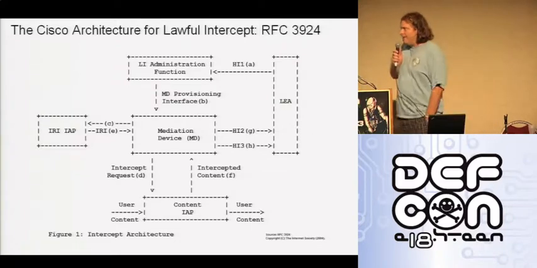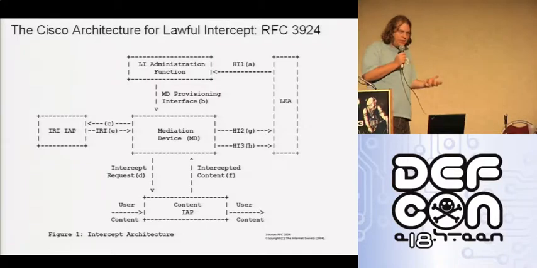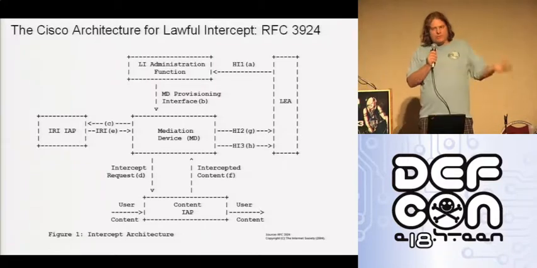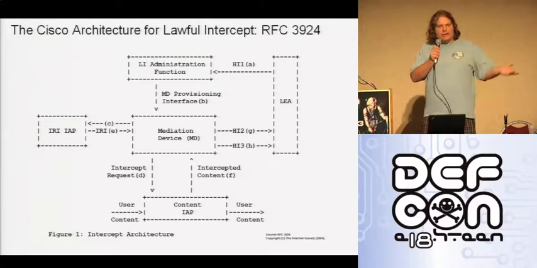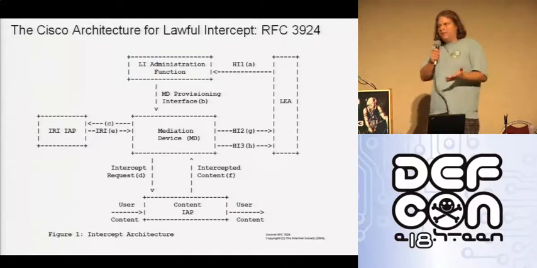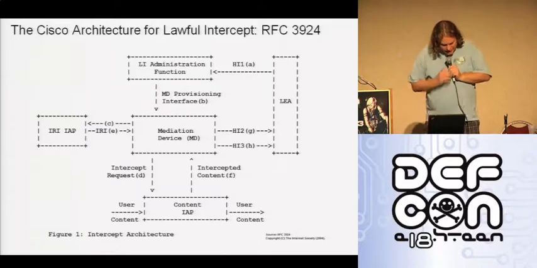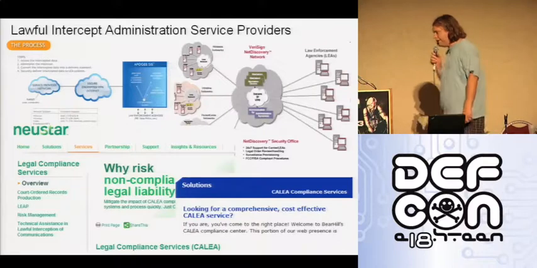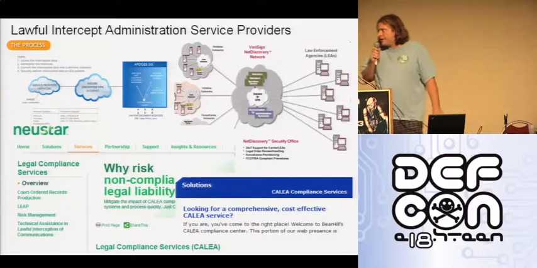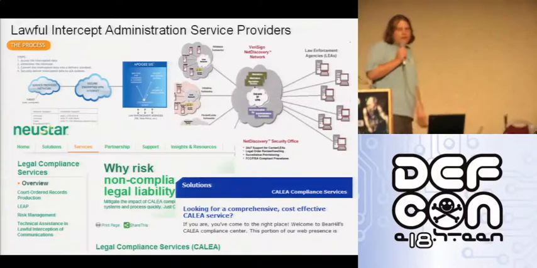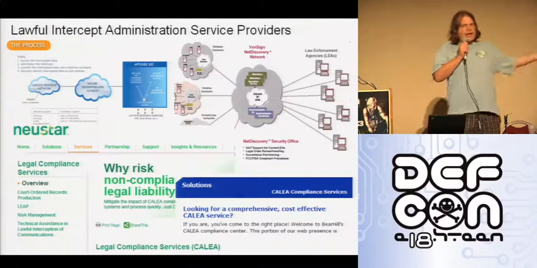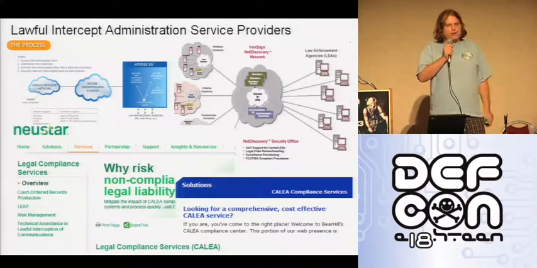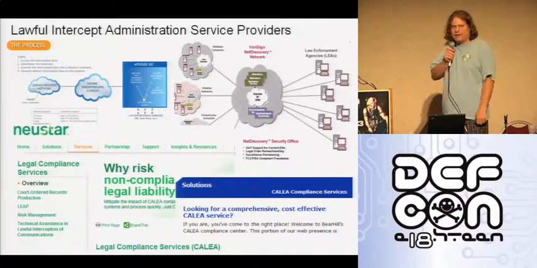And the LI administration function is this organization of people in the ISP who handle this interface for law enforcement. So law enforcement comes to them with the warrant, they validate that the warrant is valid, and they go ahead and provision the wiretap. You can actually outsource your lawful intercept administration function if you're a large ISP. This is just marketing material from a number of different companies that offer to perform this service for you. So they hire lawyers, and they have people who understand the technology. And so when law enforcement wants to access your network, they provide the access.